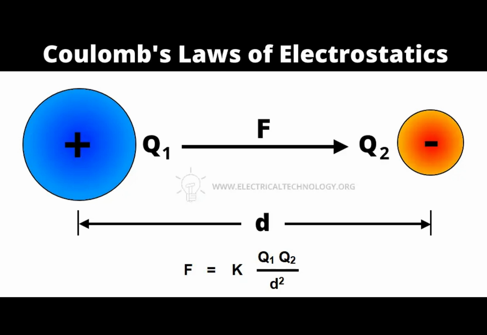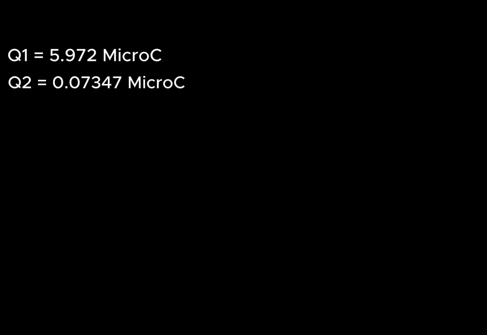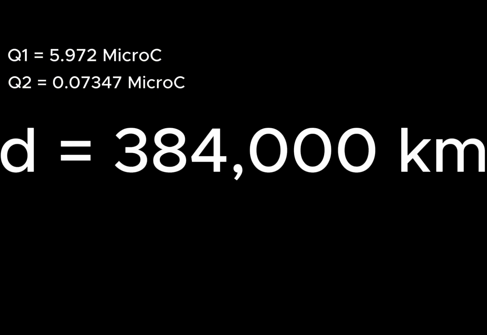For example, if we have one object with a charge of -2 microcoulombs, and another 4 centimeters away with a charge of 6 microcoulombs, then plugging in our equation gets us about 67.47 newtons worth of force. Okay, another example. Let's let Q1, which is the first charge of the first object, equal 5.972 microcoulombs, and Q2 equals 0.07347 microcoulombs. Let's say that they're placed roughly 384,000 kilometers away from each other. What's the electrostatic force between them? I'll give you a second.